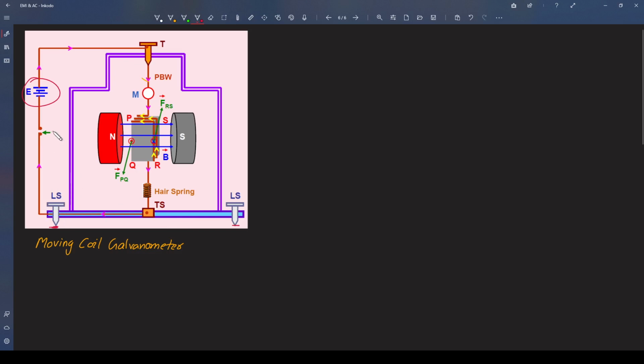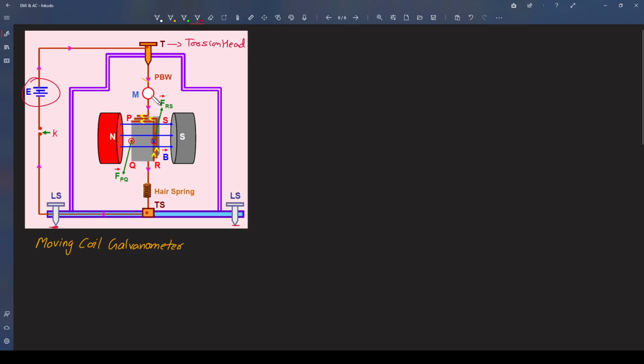There is a key here. If you press this key, there will be a current flowing in the circuit. Otherwise, there won't be any current. When there is a current flowing in this circuit, you can see there is this T, the T which is written here. This is also called the torsion head. Basically that is a metallic screw through which the current is made to pass.